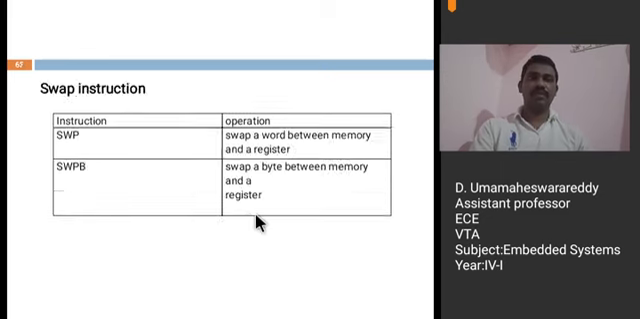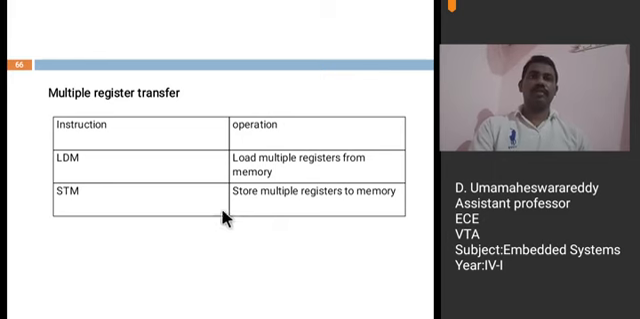Next, see multiple register transfer. This is one of the features present in the ARM. You can load multiple registers from memory, or you can store data from multiple registers to memory. It has load multiple and store multiple instructions, LDM and STM. LDM means load multiple registers from memory. It will load multiple data from the memory to the registers. And coming to store multiple, it will store contents from multiple registers to the memory.